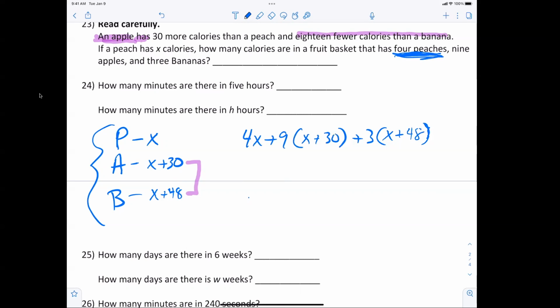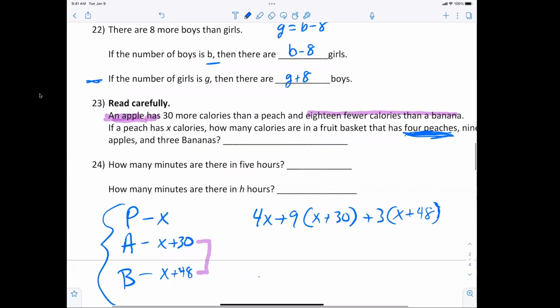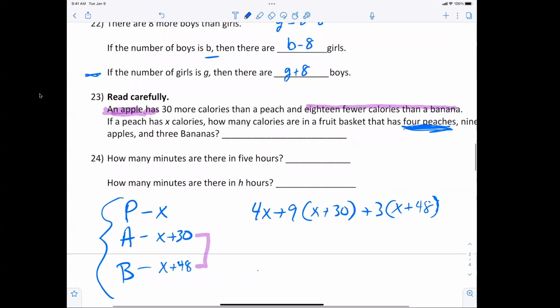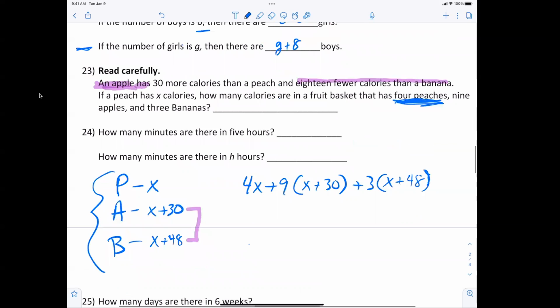Okay, so Miss Iverson, I think you're up, right? Is that right, Wilson? Who did 22? G plus 8. Who's up? Oh, yeah. Okay, we'll let you go.